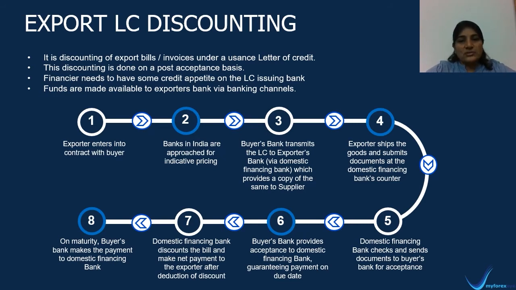Now, the exporter, after this, ships the goods and submits the documents at the domestic financing bank counter. The domestic financing bank checks the documents and sends the documents to the buyer's bank for acceptance. The buyer's bank provides acceptance to domestic financing bank, guaranteeing the payment on the due date. Now the domestic financing bank discounts the bill, makes net payment to the exporter after deduction of the discount. On maturity, the buyer's bank makes the payment to the domestic financing bank, thereby completing the discounting cycle.